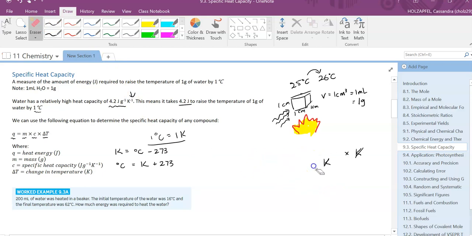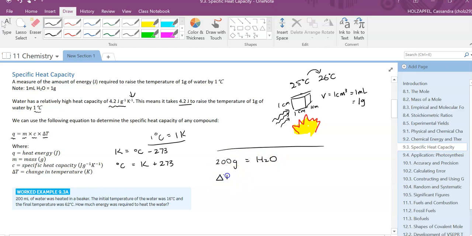200 mils of water was heated in a beaker. The initial temperature of the water was 16 degrees Celsius, and the final temperature was 62 degrees Celsius. How much energy was required to heat the water? The first thing that we know, the really nice thing, like we said about water before, is that 200 mils of water is going to be equal to 200 grams of water. So that's how much mass we have of this particular substance.